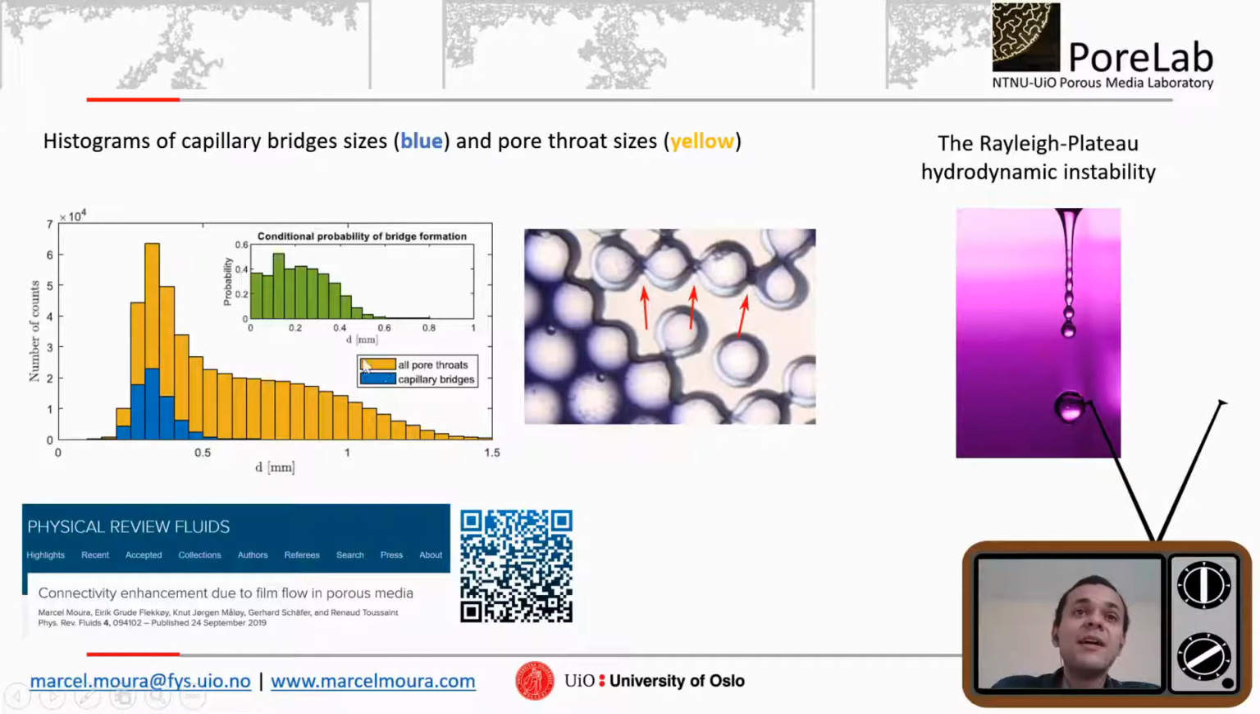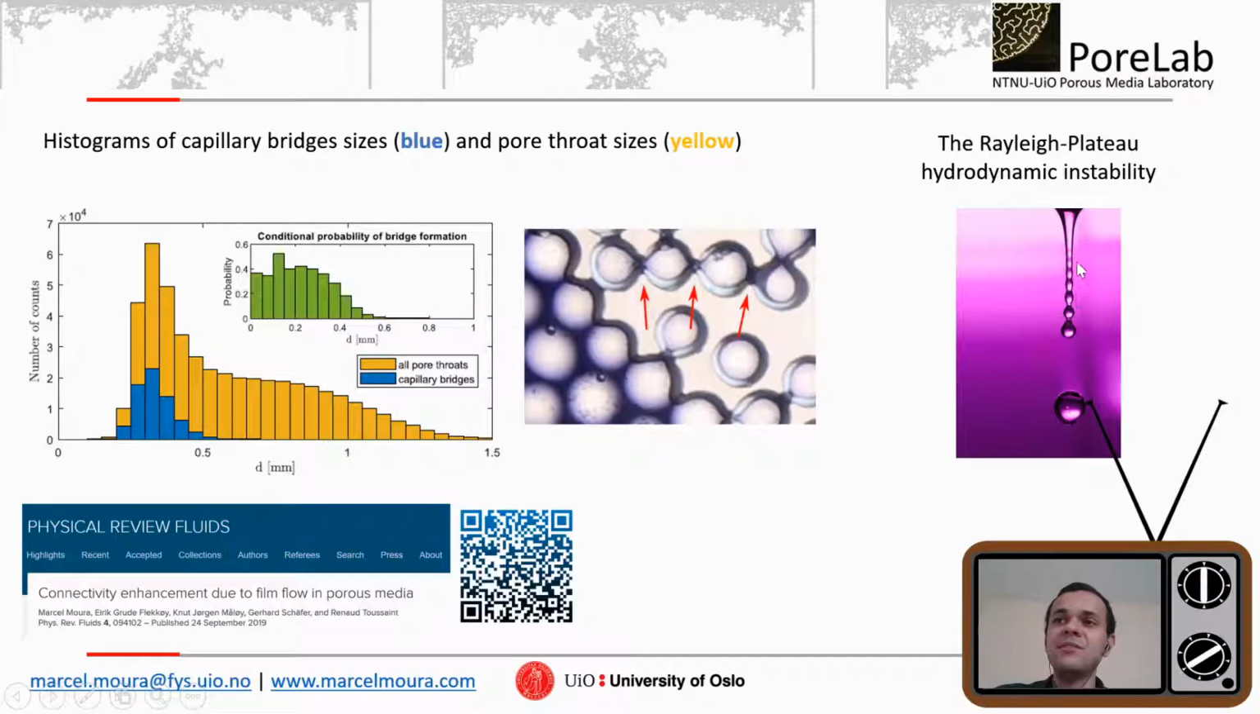And we can make a histogram of the sizes of the capillary bridges and of the pore throat sizes. And that's what we have here. In yellow is all the pore throats, and in blue is just the size of the bridges like this. So you see that the bridges tend to stay at the smallest pore throats. And this is something that we would expect, right? If the pore throat is too wide, then the bridge turns unstable and it cannot stay there. And this instability when the throat becomes too wide is connected to the Rayleigh plateau hydrodynamic instability.